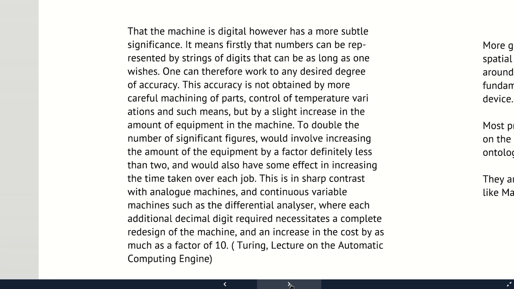This is in sharp contrast with analog machines and continuous variable machines, such as the differential analyzer, where each additional decimal digit required necessitates a complete redesign of the machine and can increase the cost by a factor of 10." He's talking about the competing types of computing machinery in the 1940s, which were still being used. These continuous machines such as differential analyzers, well, forms of differential analyzers actually existed within the gunnery control computers which were being mass produced during the Second World War.